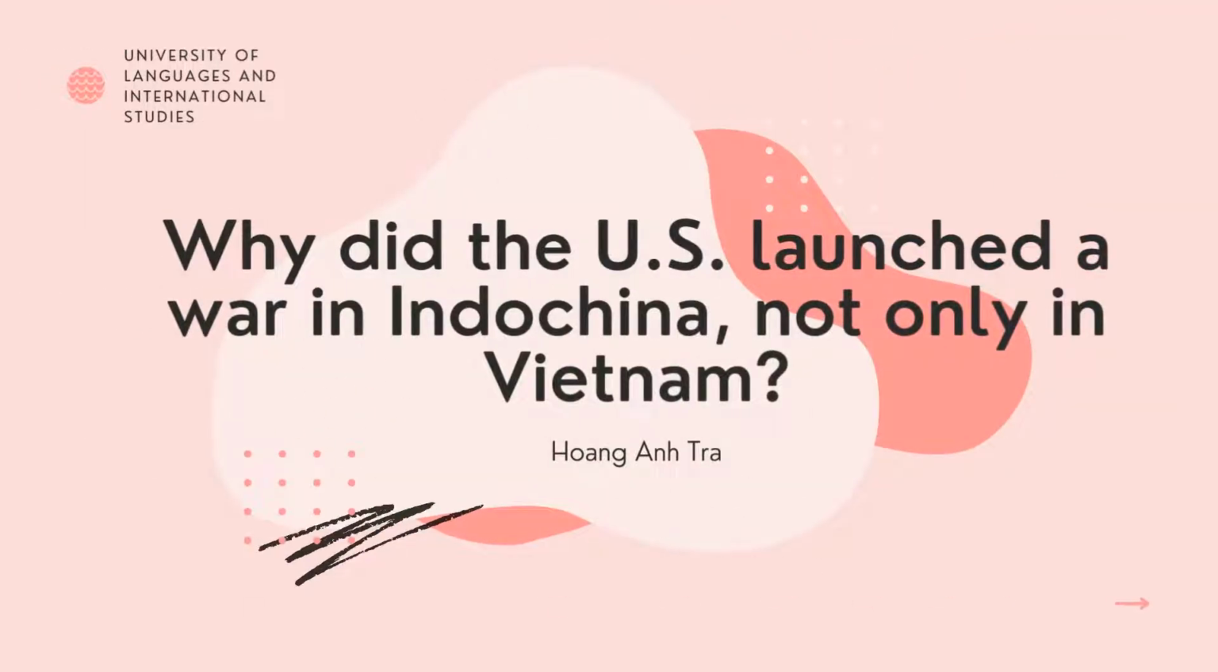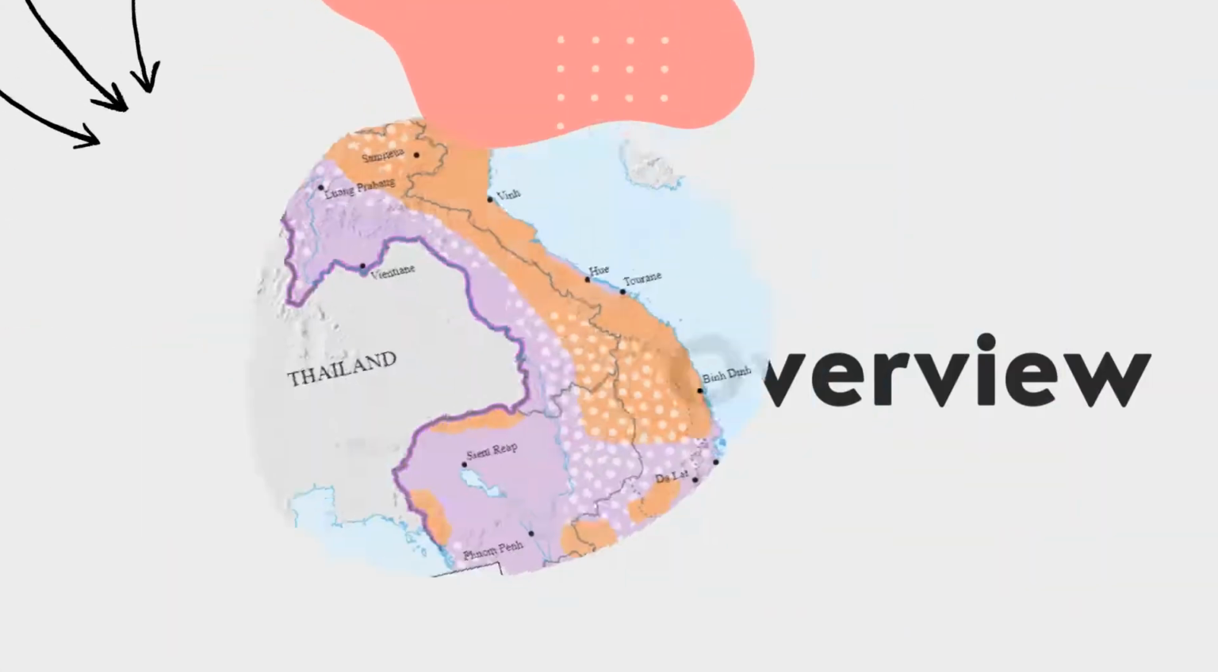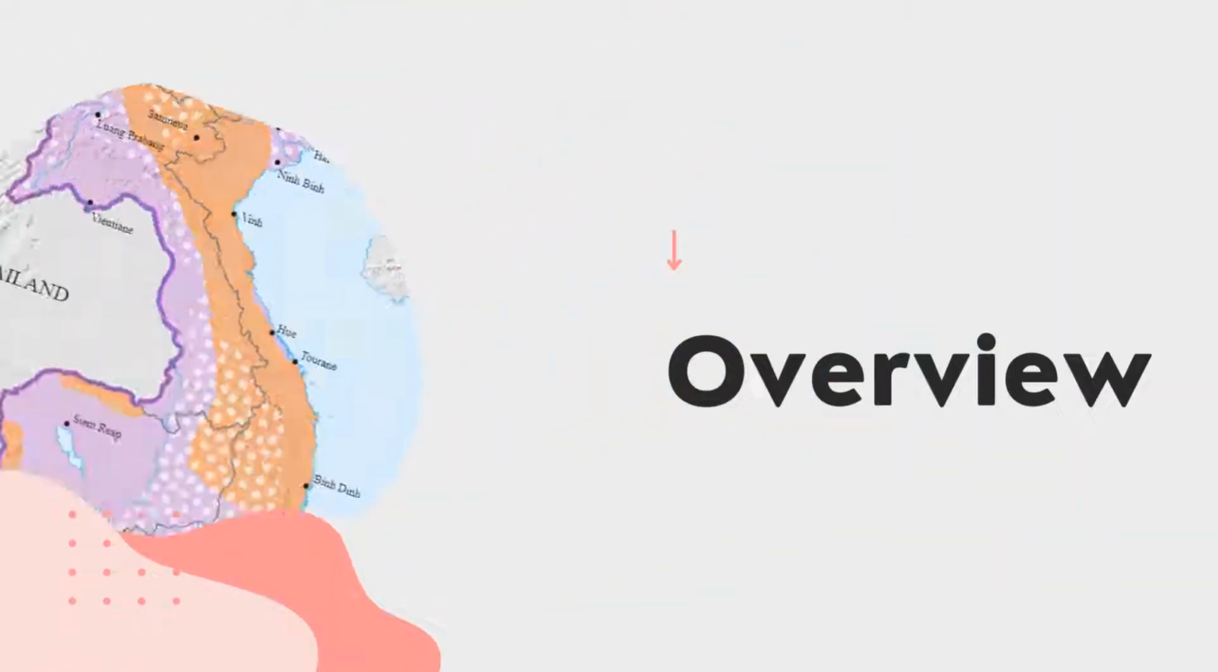Hello everybody, welcome to my short video discussing the question, why did the US launch a war in Indochina, not only in Vietnam? The video consists of 4 parts: overview, subjective reasons, objective reasons, and conclusion. First of all, we're going to look at the overview.